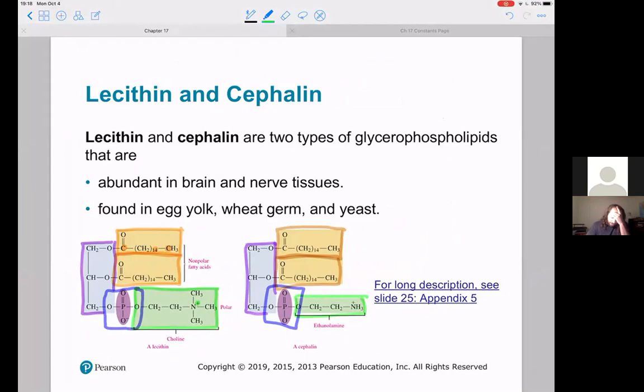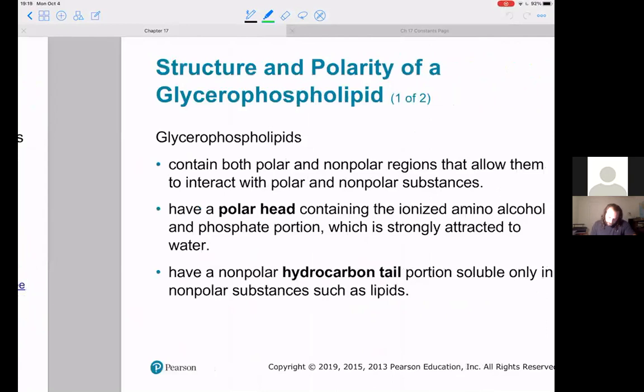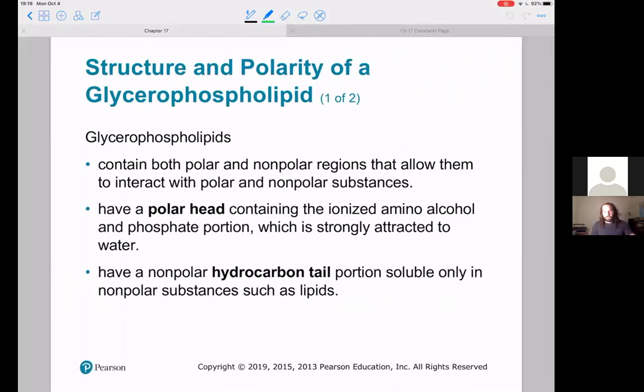These are 2 famous ones, lecithin and cephalin. Both of them are also abundant in tissues, but also found in things like egg yolk and yeast, other components like that. So they're fairly abundant. Okay, and I've been saying this all along, but this is the really important aspect of these glycerophospholipids.